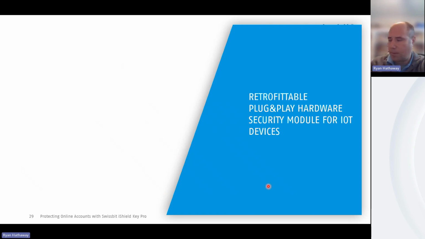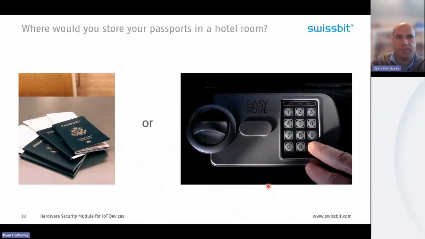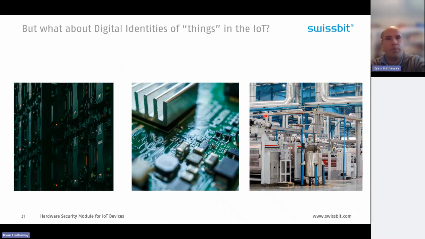So lastly, we'll talk about our hardware security module, or HSM, for IoT devices. The question is, where would you store your passports in a hotel room, or any kind of valuable information? Would you leave them on the tabletop, or put them in the safe? Hopefully most of us would put them in the safe or a secure location. But what about the digital identities of things?